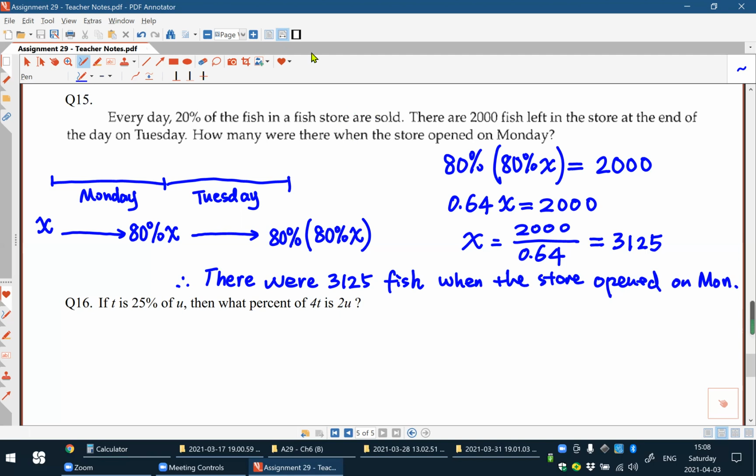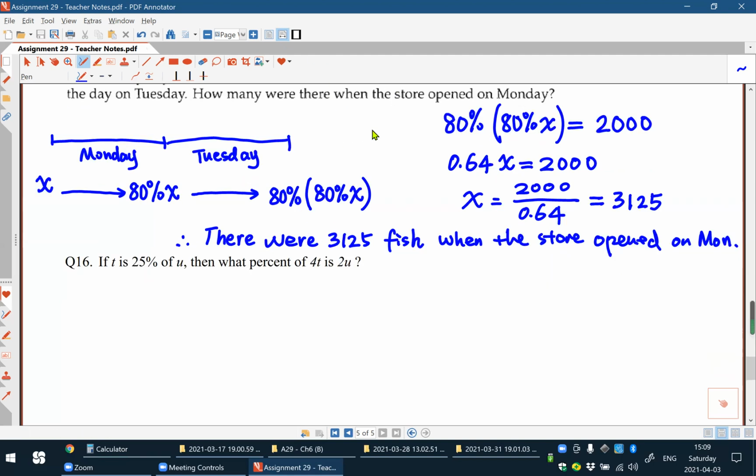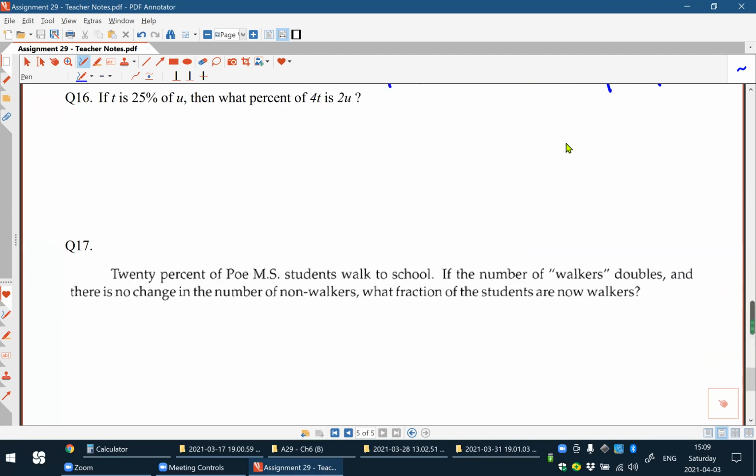Any questions? Okay, let's see the next one. If T is 20%, 25% of U, then what percent of 4T is to U? So, suppose, what is the unknown quantity here? The unknown quantity is a percent of 4U, right?